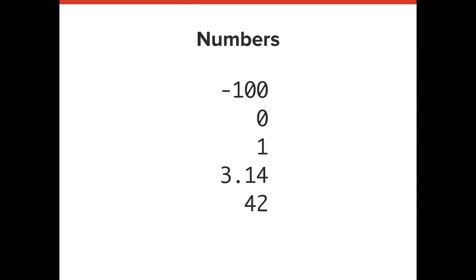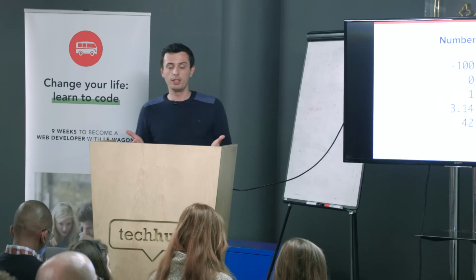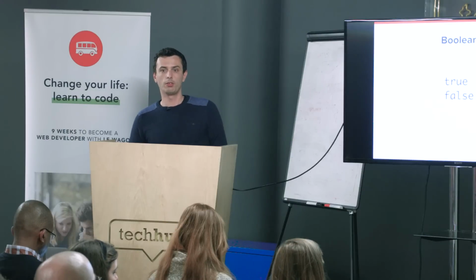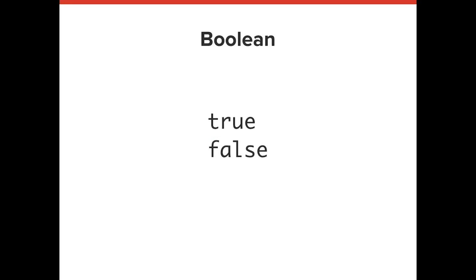Not too much to add about numbers. You can add them, subtract them, multiply them, divide them, etc. Any basic math you know can be done in the language. Nothing fancy here. Then you have the Boolean type. Boolean type is very important. It will help you to have some conditional code. Basically a Boolean type is just two values. You have true and false.